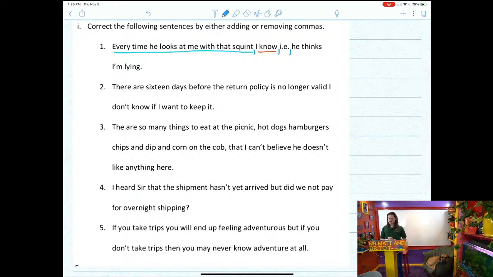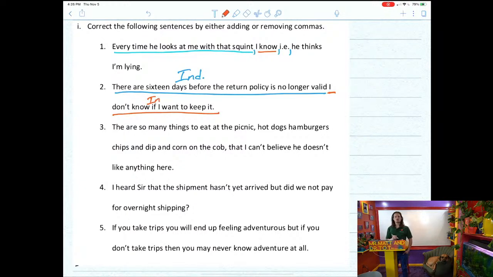Number two, there are 16 days before the return policy is no longer valid. I don't know if I want to keep it. So this is an independent clause: there are 16 days before the return policy is no longer valid. And then also, I don't know if I want to keep it. That's also an independent clause.